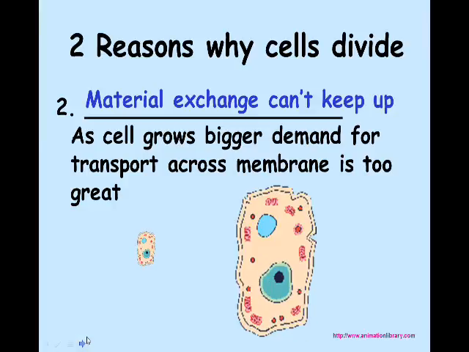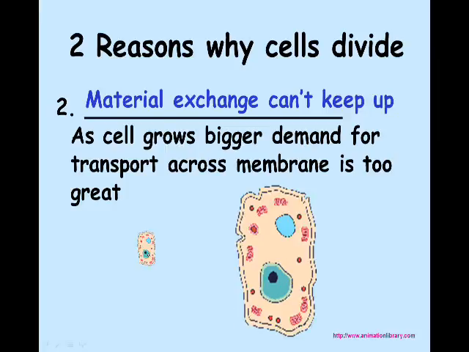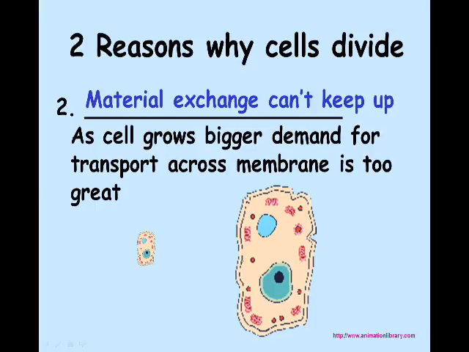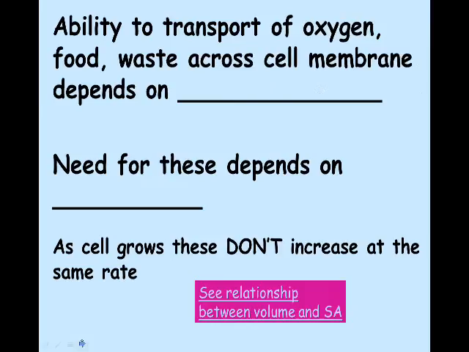If you look at these two examples, look at this tiny cell. If I'm transporting oxygen or food in across the cell membrane, I don't have very far to go to get just about anywhere in that cell. But if I have a big cell, look at the distance I have to travel. If I'm moving something across the cell membrane, I have a much farther distance to go to get around inside my cell. That's a problem as cells get bigger. It's harder and harder to get the materials they need to keep the cell going.